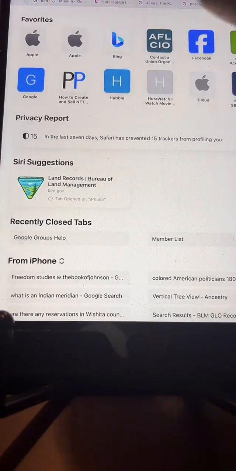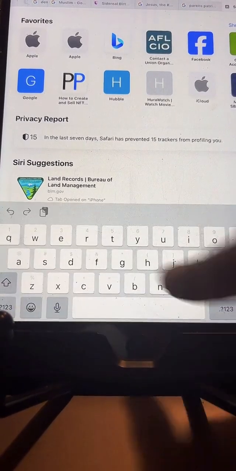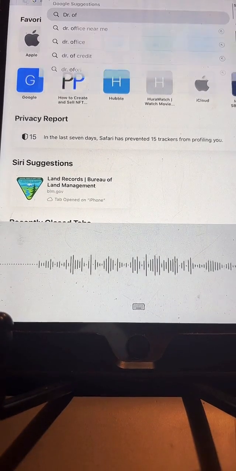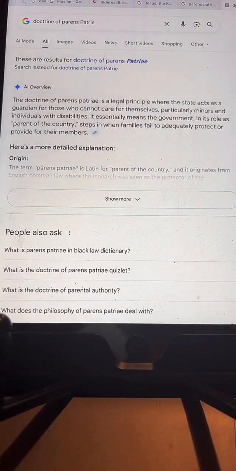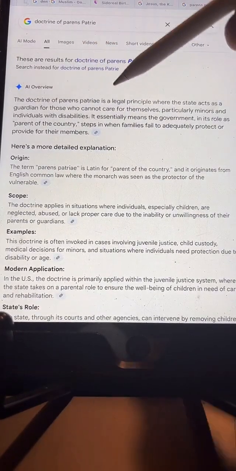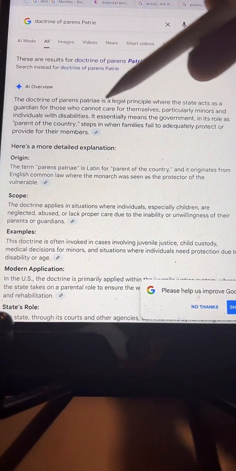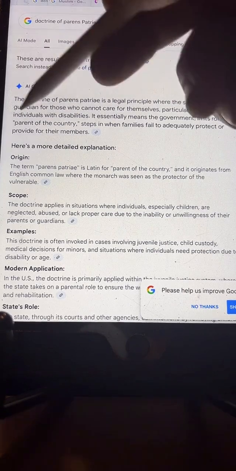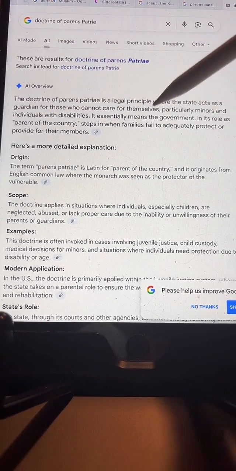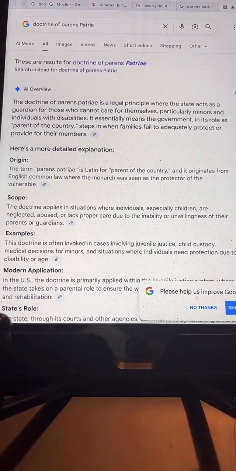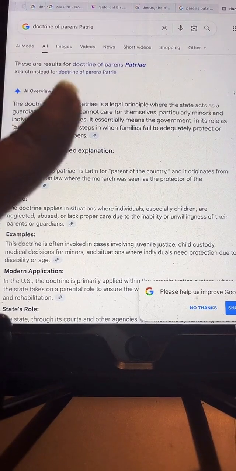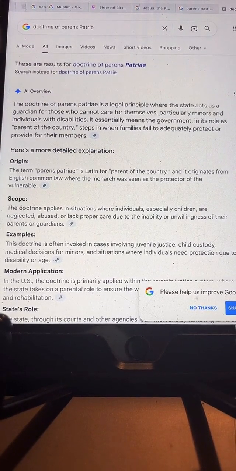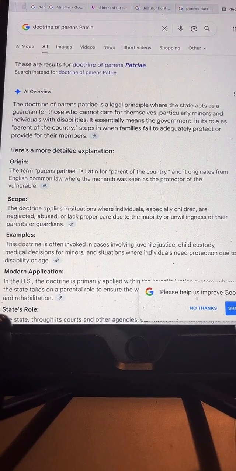Now, if we move forward, right? Doctrine of parens patriae. The doctrine of parens patriae is a legal principle where the state acts as a guardian for those who cannot care for themselves, particularly minors and individuals with disabilities. This essentially means the government, in its role as parent of the country, steps in when families fail to adequately protect or provide for their members. Now, what you have to realize about this is that you're under parens patriae. That's why when you go into the courtroom, the judge assigns you somebody that is legally comprehensive, because you're seen as a minor by the fact that you don't understand the things that are being spoken in the legal sense.